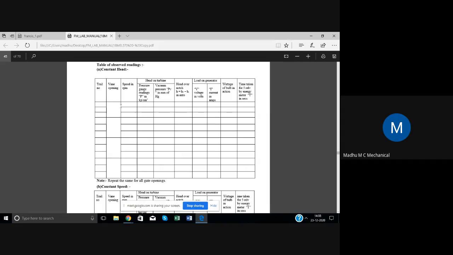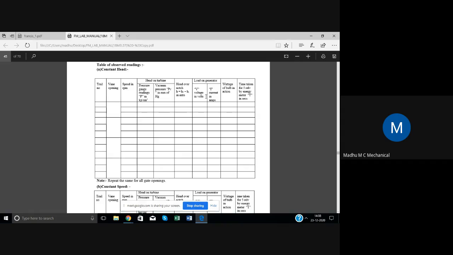That is the same thing: quarter, half, 3/4, full, like that. So we will do the readings for quarter and half at constant speed, and note down the pressure gauge reading and the vacuum pressure, the H1 and H2 difference. Now there we had F1 and F2, the dynamometer loading, force. But here, the load on the generator is voltage and current.